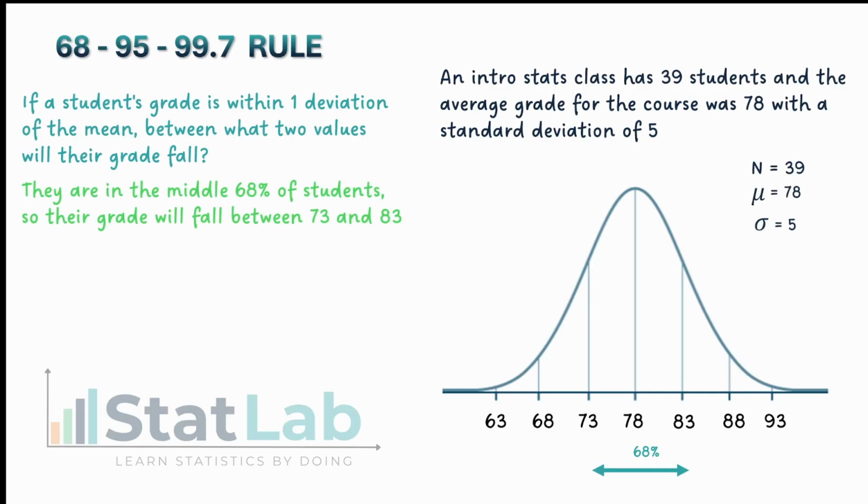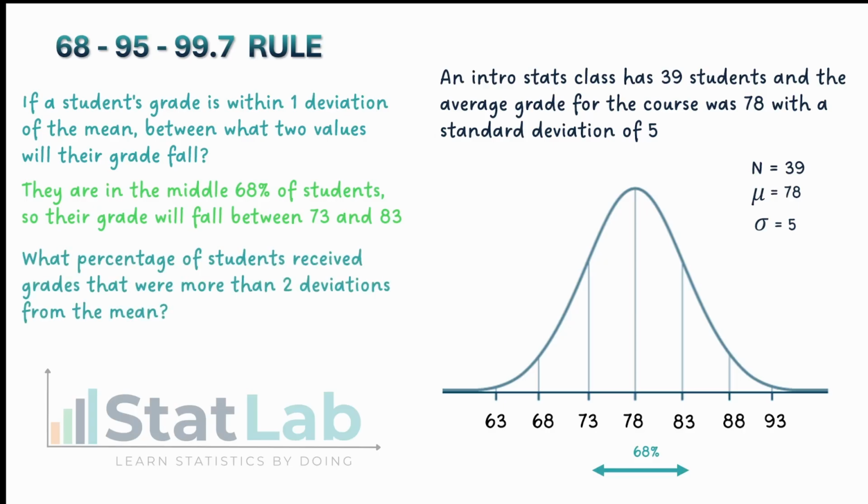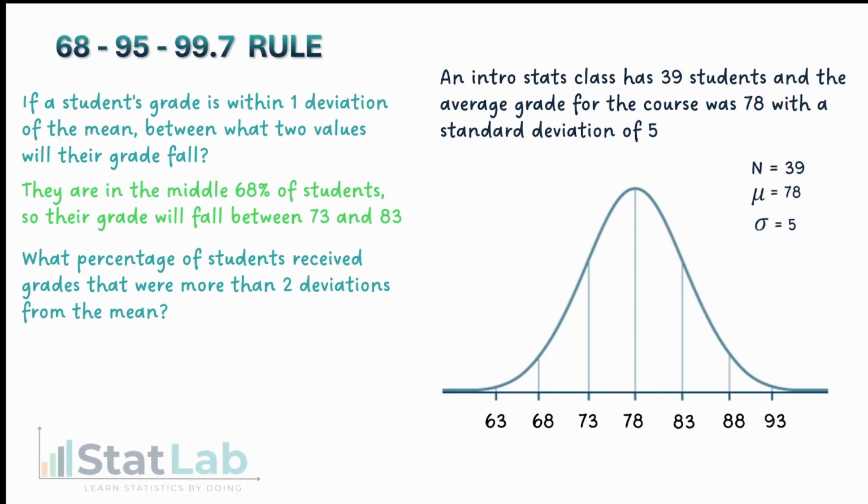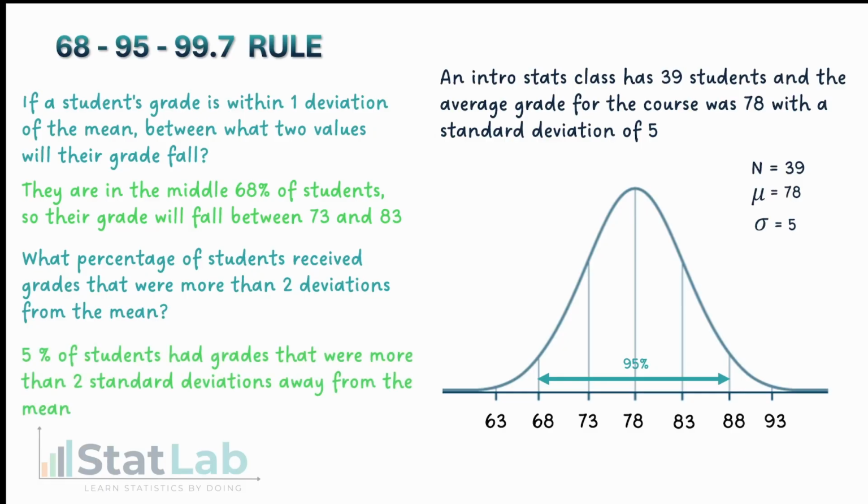Okay, now, what percentage of students received grades that were more than 2 deviations from the mean? So be careful with this, because more than 2 deviations, I don't care about the direction. It can be above or below. So let's take a look at this. We know that 95% represents this 68 to 88. But we're saying more than 2 deviations, so we're talking about below 68 and above 88. And I mentioned before that that would represent 5%, 2.5 per tail. So we know that 5% of students had grades that were more than 2 standard deviations away from the mean.